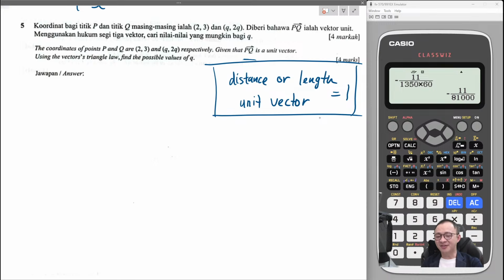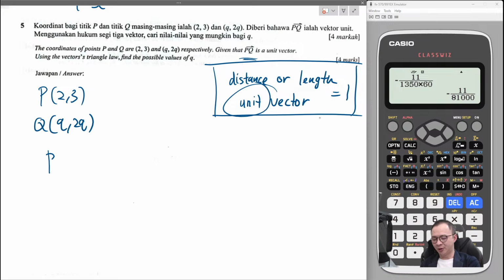This is the reason why they call it unit vector, because that vector is only one unit. So therefore, if PQ is a unit vector, then I know the distance of PQ must be 1. Cool? Make sense? So the distance of PQ must be 1. P is (2, 3). Q is (q, 2q). Though I know PQ must equal 1, I will apply the distance formula.